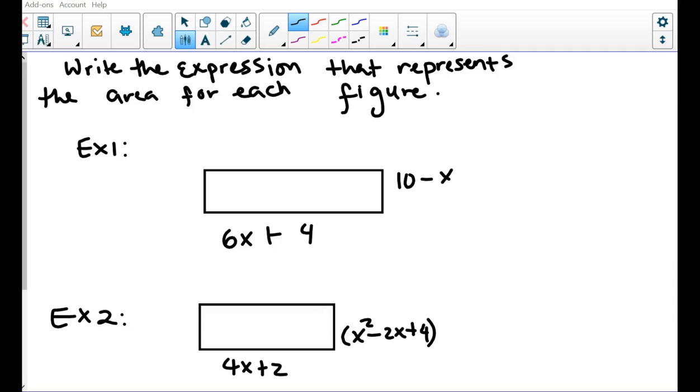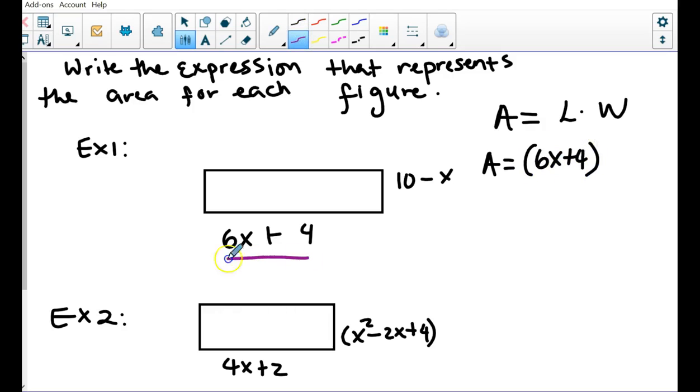So to find the area, you're going to multiply your two values. So area is length times width for a rectangle. So we're going to write this: area is length times width. So that means that my area will be equal to, let's make my length 6x plus 4. So we'll say 6x plus 4. Just this one here. We'll multiply 6x plus 4 times 10 minus x.